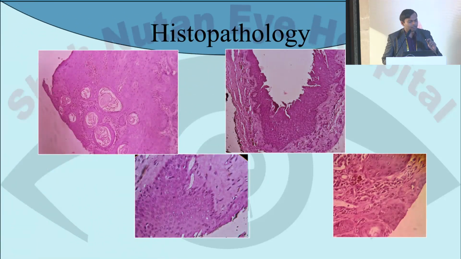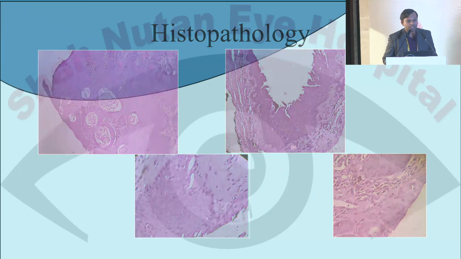The histopathology was as shown. We can see that the basement membrane is intact at all points, but there are neoplastic cells in clusters forming squamous keratin pearls, suggestive of an OSSN.